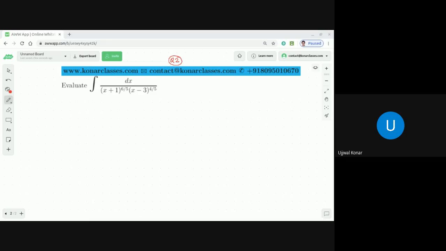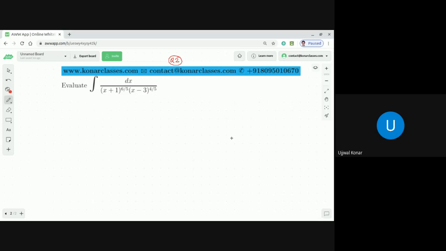What is your final answer? 5 by 4 into ((x minus 3) by (x plus 1)) to the power 1 by 5 plus c. Perfect. That is correct. So initially what you said, did all of you get it, or does someone need an explanation from me? I didn't get it. Okay, definitely, I'll assist you, Mohor. And Disha, Srijita, you got it? I didn't get it. Okay, let me explain.